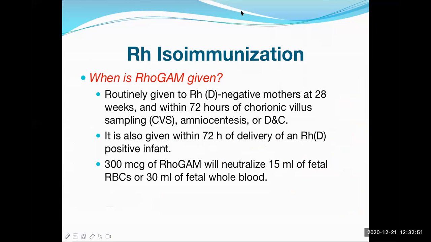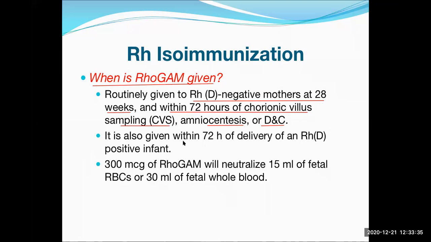When it is given, another important question which is asked to the student. See this. Routinely give this ROGAM to RH negative mother at 28 weeks and within 72 hours of chorionic villus sampling, amniocentesis, or dilatation and curettage. Because there is a chance of mixing of fetal RBC with the maternal circulation after doing these things. So we have to give this within 72 hours, and routinely given to RH negative mother at 28 weeks. So this is a very important point.